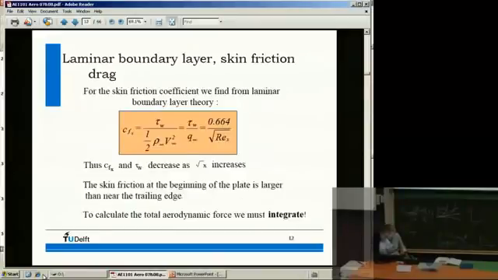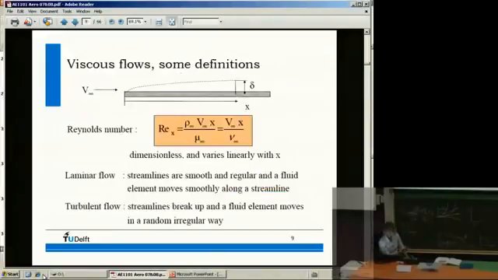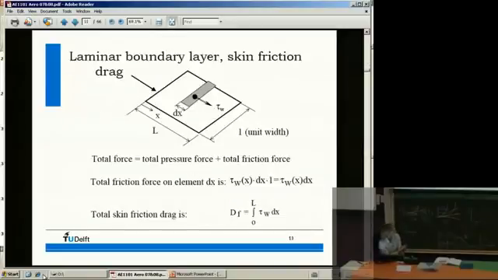Well, I defined Reynolds x. If you substitute the length of the plate, so the end of the plate, I'm integrating from 0 to L. So I'm looking at the drag on a plate of length L. So that's the Reynolds number at the end of the plate.